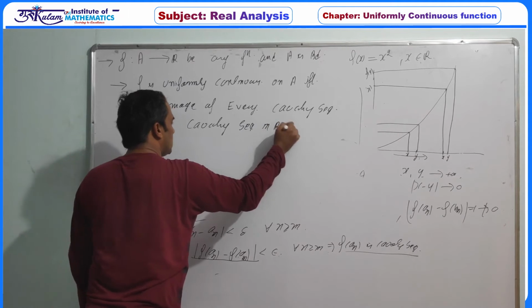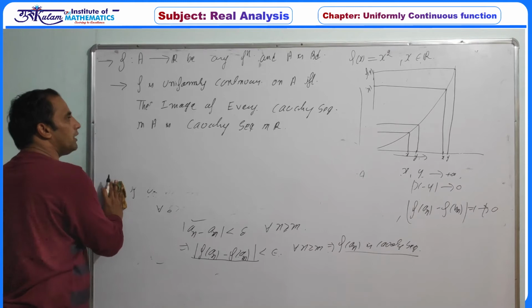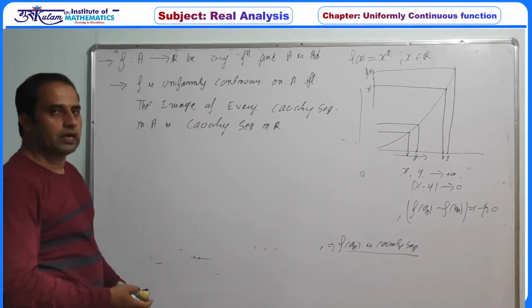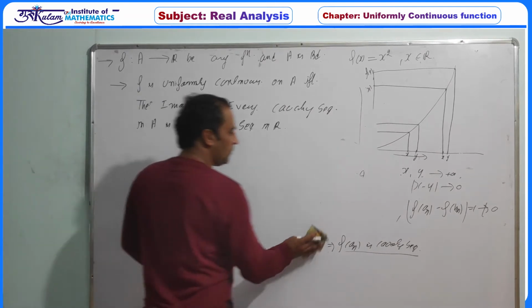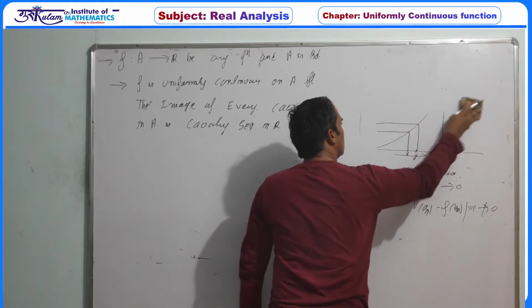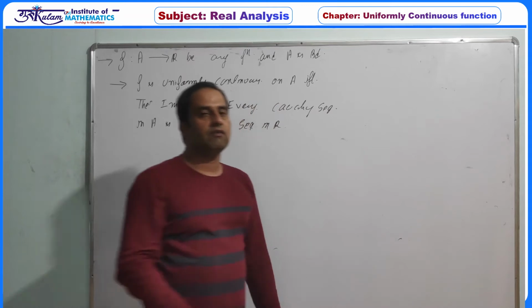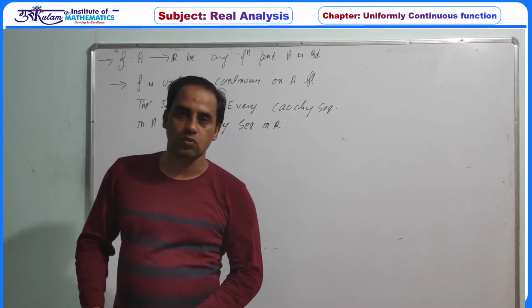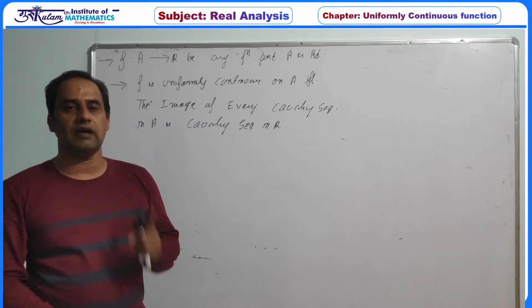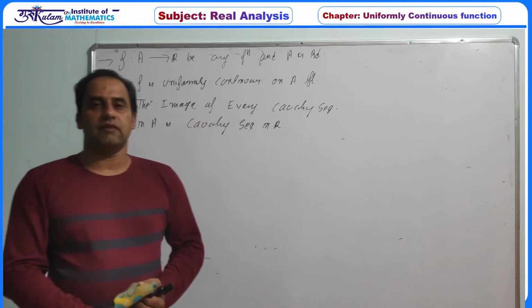is a Cauchy sequence in R. So this statement need not be true whenever the domain of the function is not bounded. We have taken the example fx equal to x square. That is not uniform, but the image of every Cauchy sequence under this function is Cauchy. But whenever the domain of the function is bounded, then the converse part of the last statement is also true. That is, a function is uniformly continuous if and only if the image of every Cauchy sequence is Cauchy under the given function.